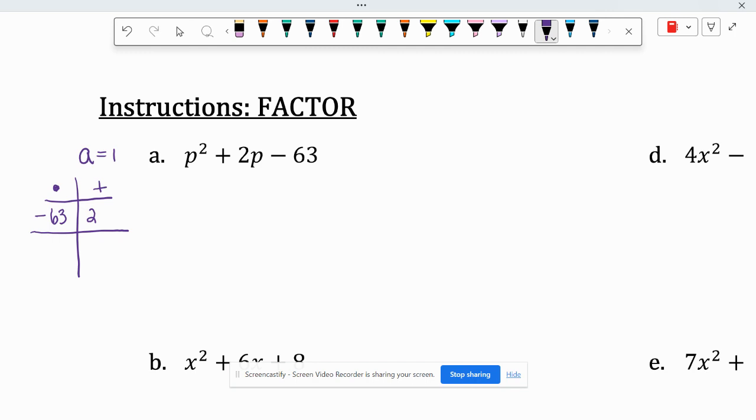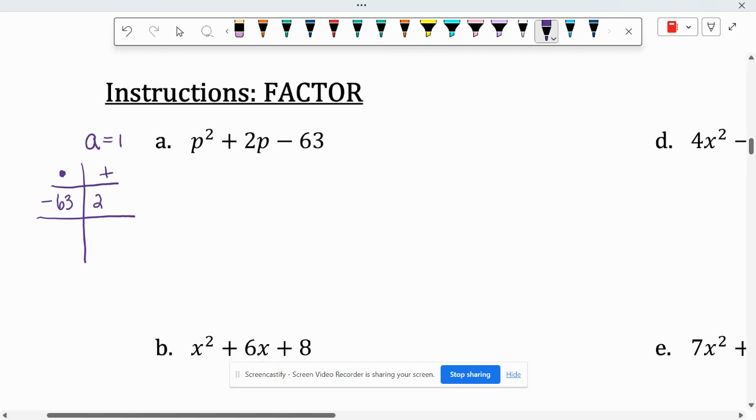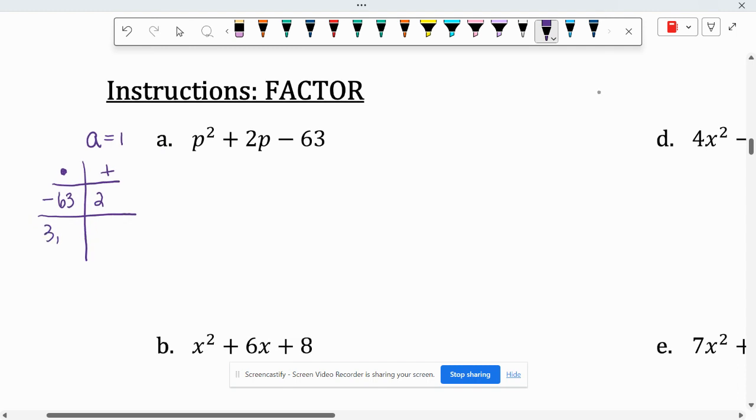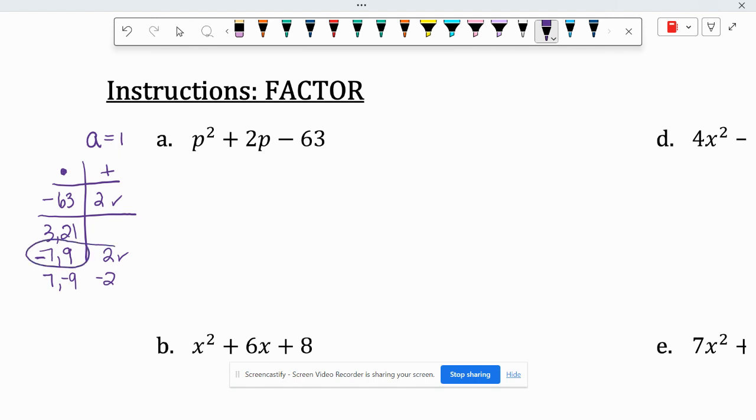So let's just think of numbers that multiply together to equal 63. Let's see. I was going to say 3 and 21, but how about 7 and 9? Which one of those needs to be negative to give me a negative 63, but a sum of positive 2? If 9 is negative, then when those add together, they'll be negative 2. Make the 7 negative, okay? Because look, negative 7 plus 9 is 2. If I make the 9 negative, 7 minus 9 is negative 2. We need it to be a positive 2. Does that make sense? So these are the factors that I'm going to use.